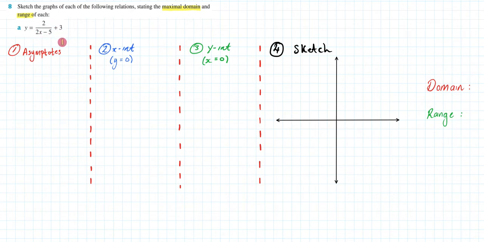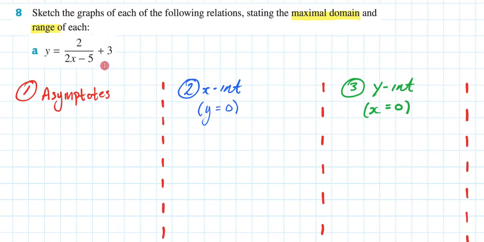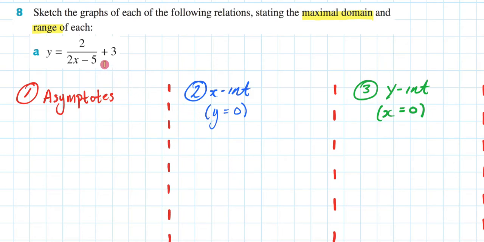So as you can see, I've broken it down into 4 steps. First, we're going to find my asymptotes. Then we're going to find the x-intercept. Then we're going to find the y-intercept. And then we'll sketch it and write down my domain and range. So hopefully upon seeing this question, you immediately recognize that this is a rectangular hyperbola, which means it's going to have asymptotes. So let's now find them together.